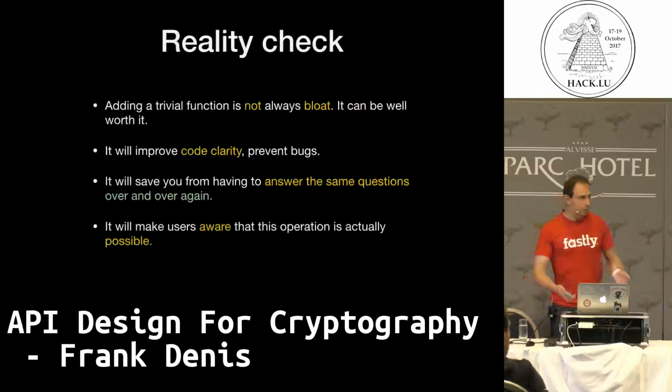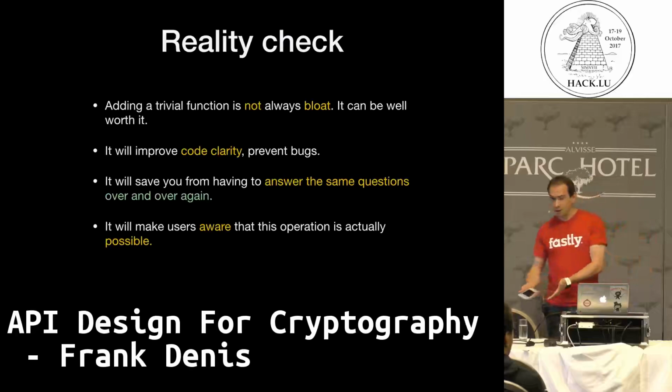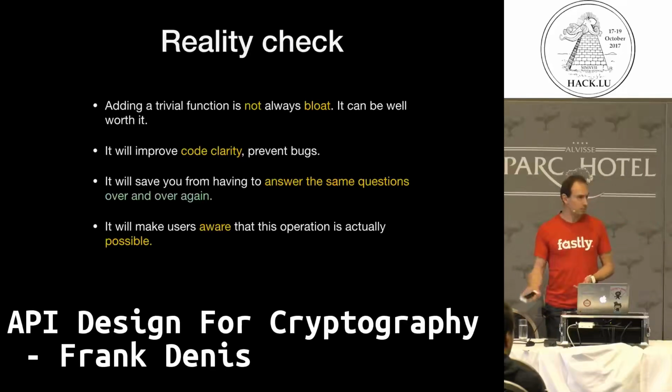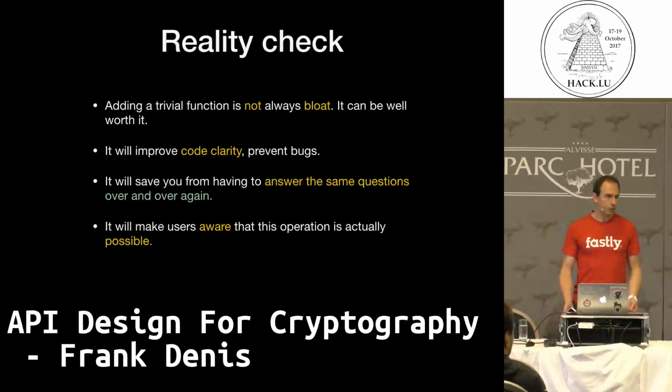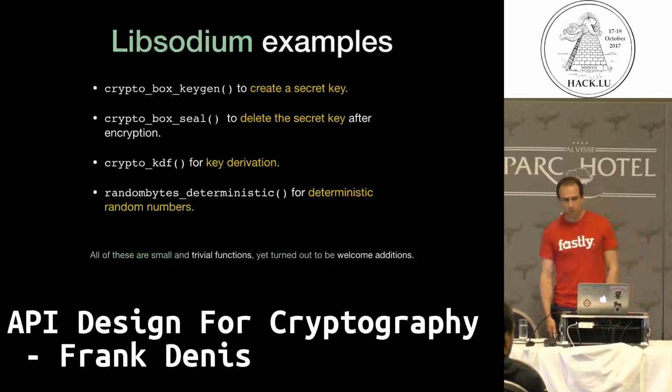But if you do these kind of very trivial functions, first it improves code clarity. Why does this guy actually generate random numbers? Oh, okay, it's to generate a key. That makes sense now. So it improves code clarity, prevents bugs. It avoids you from having to answer the same questions over and over again. So it's not bloat. It's actually very useful. So these are just some examples from Sodium. All these functions are actually just 1 or 2 lines of code, yet a lot of people use them, and it prevents a bunch of bugs.